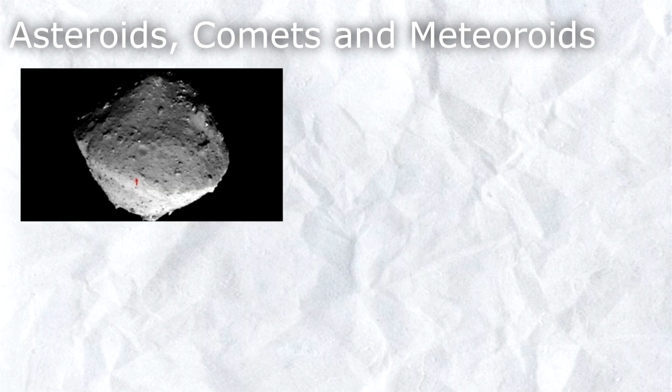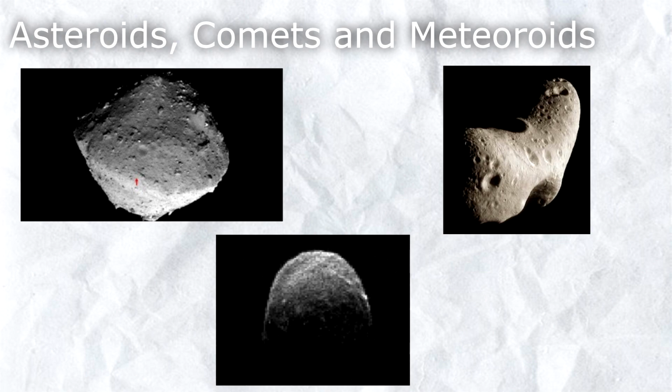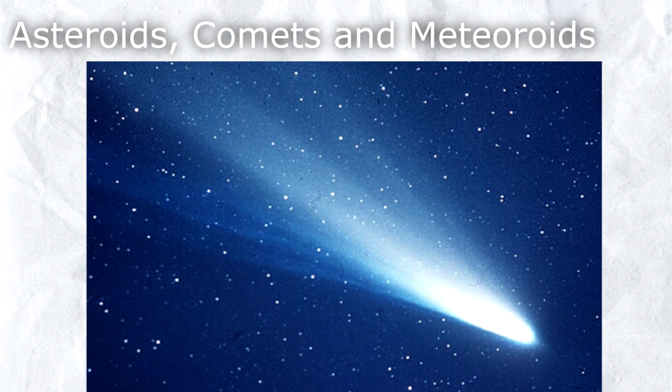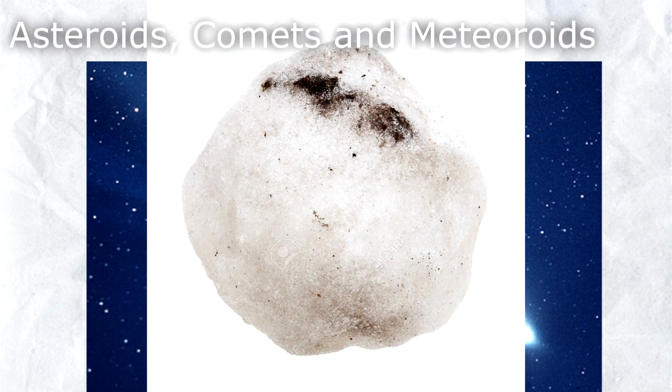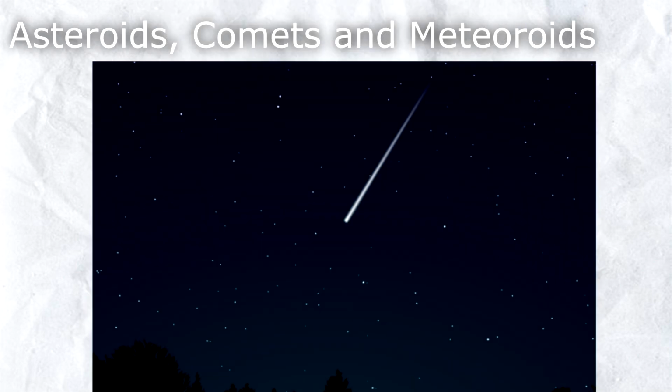Next are asteroids, comets, and meteoroids. There are 3 types of asteroids, C-type, S-type, and M-type. C-type being carbon, S-type being silicate, and M-type being metallic. Comets are made of rock, dust, water ice, and frozen carbon dioxide, carbon monoxide, methane, and ammonia. As such, they are properly described as dirty snowballs. Meteoroids contain nickel and iron.